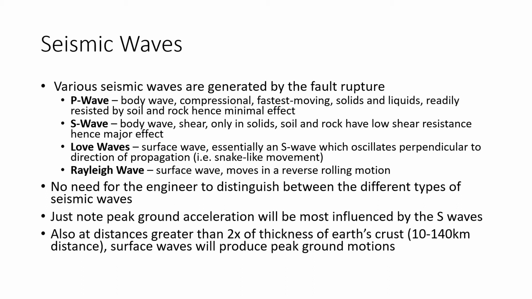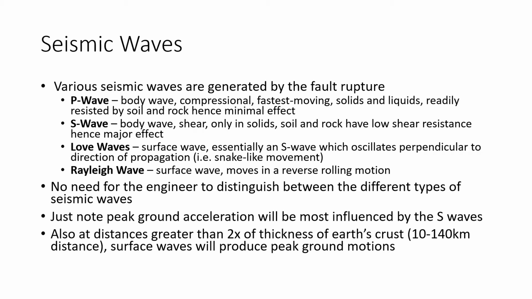Another type is your S waves, which are also a type of body wave, and they involve shear displacement. And S waves only propagate in solids. Now note that soil and rock have low shear resistance, so they tend to displace a lot when they are subject to S waves, and therefore big displacement, which can result in a high degree of disturbance to your structures, buildings and houses. So S waves can produce a lot of damage.